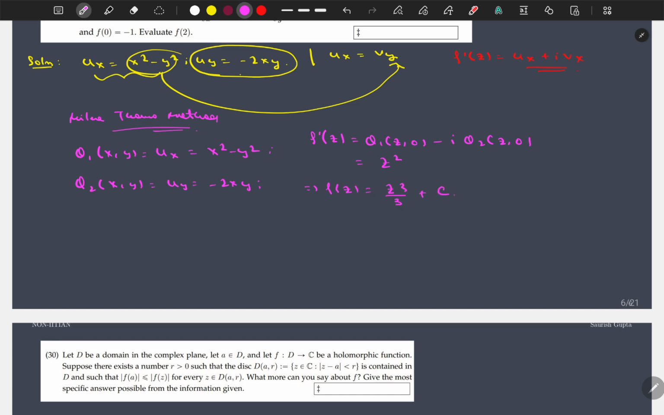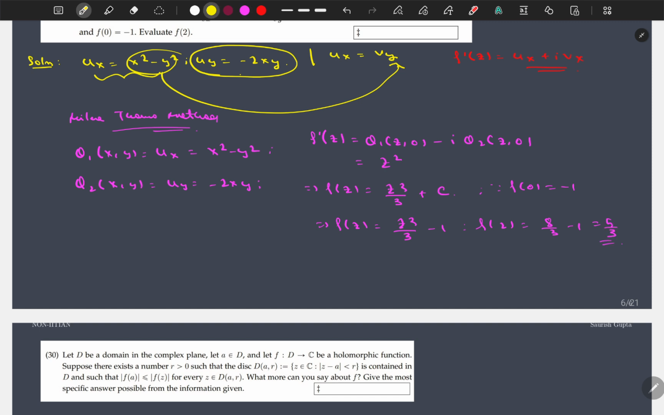Furthermore, you were given that f of 0 equal to minus 1. So since f of 0 is equal to minus 1, you have c to be minus 1. So you have f of z equal to z cube by 3 minus 1. Therefore f of 2 must be 8 by 3 minus 1, which is nothing but 5 over 3.